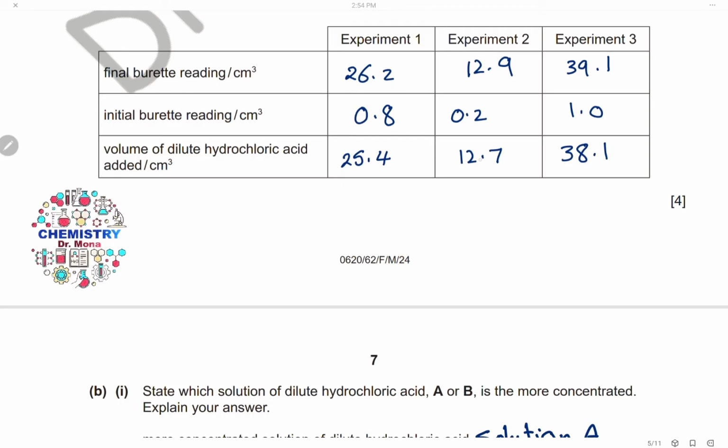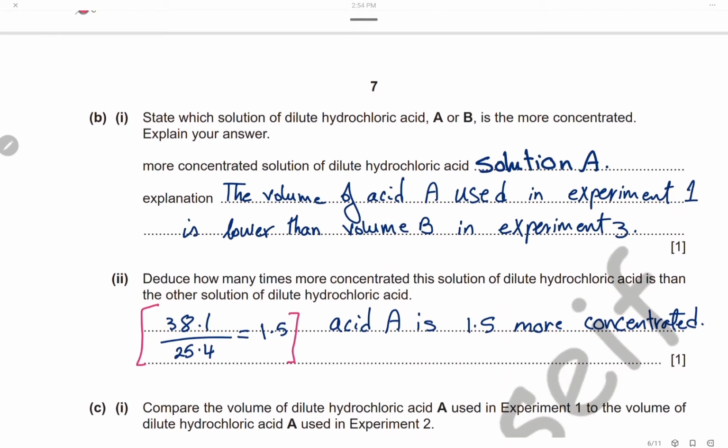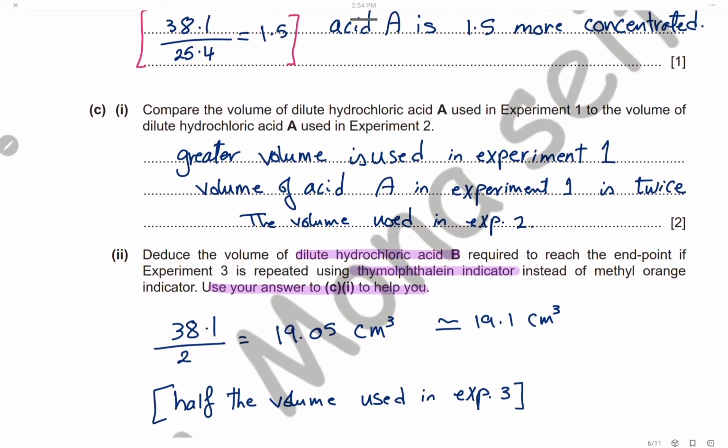Actually, it is twice the volume used in experiment 2. So a greater volume is used in experiment 1; the volume of acid A in experiment 1 is twice or double the volume used in experiment 2.